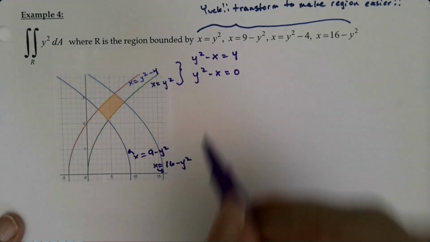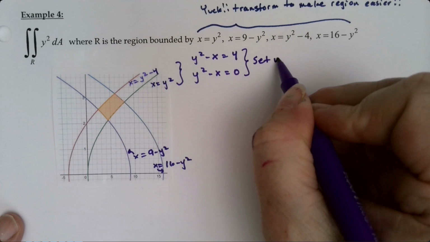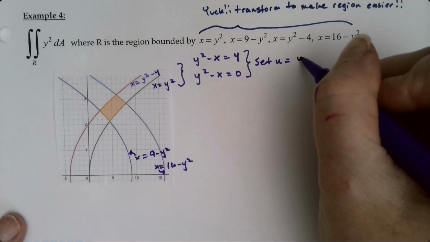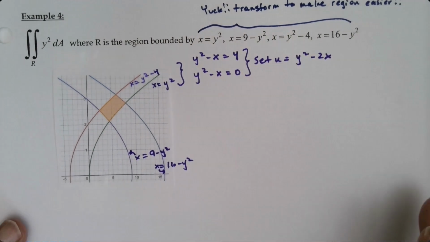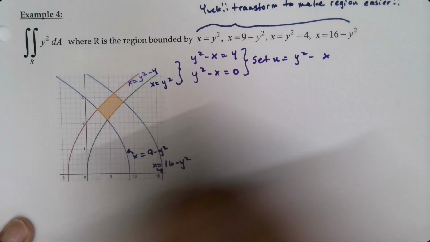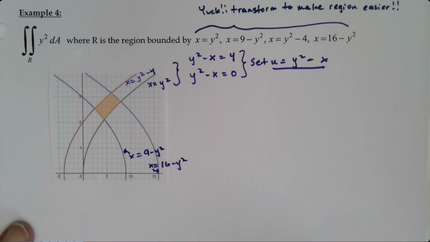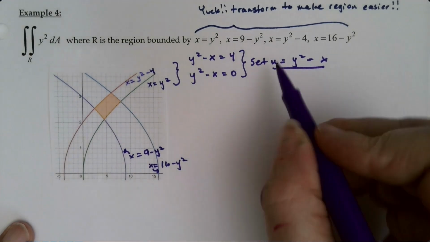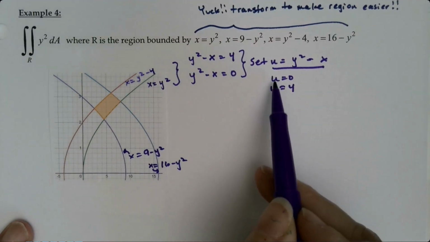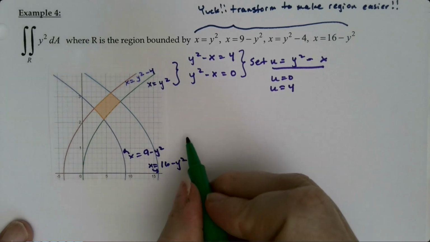All right, so that's going to help us out because now we know what we're going to do. We're going to set u equal to this thing that keeps showing up. u is y squared minus 2x. Excuse me, y squared minus x. I don't know where the 2 came from in my head. All right, y squared minus x. There we go. There's our u. Now let's look at it. We're going from u equals 0 to u equals 4. This will be great. This will give us nice, easy limits of integration. Lovely.